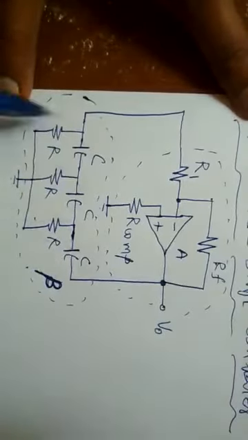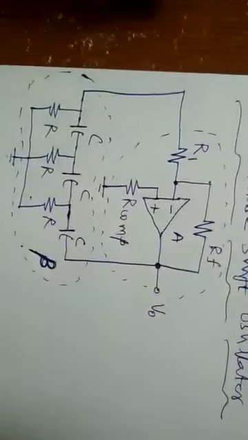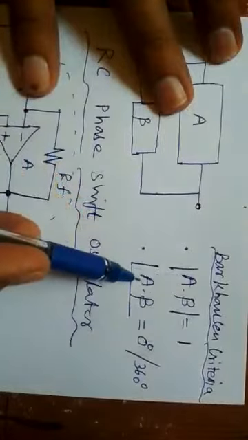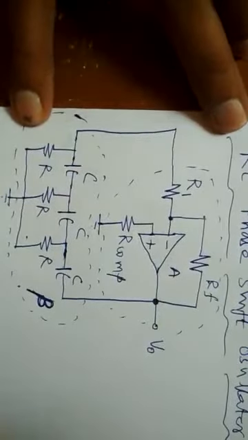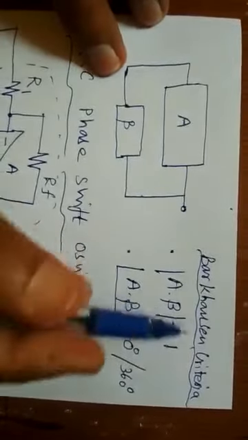Because of the RC pairs, we are able to produce the gain beta, and will be able to solve these two things by using this network. If you are able to solve these two things, product of A beta is 1 and angle of A beta must be 0 degree or 360 degree, then this circuit will become an oscillator, provided it satisfies both the Barkhausen criteria.